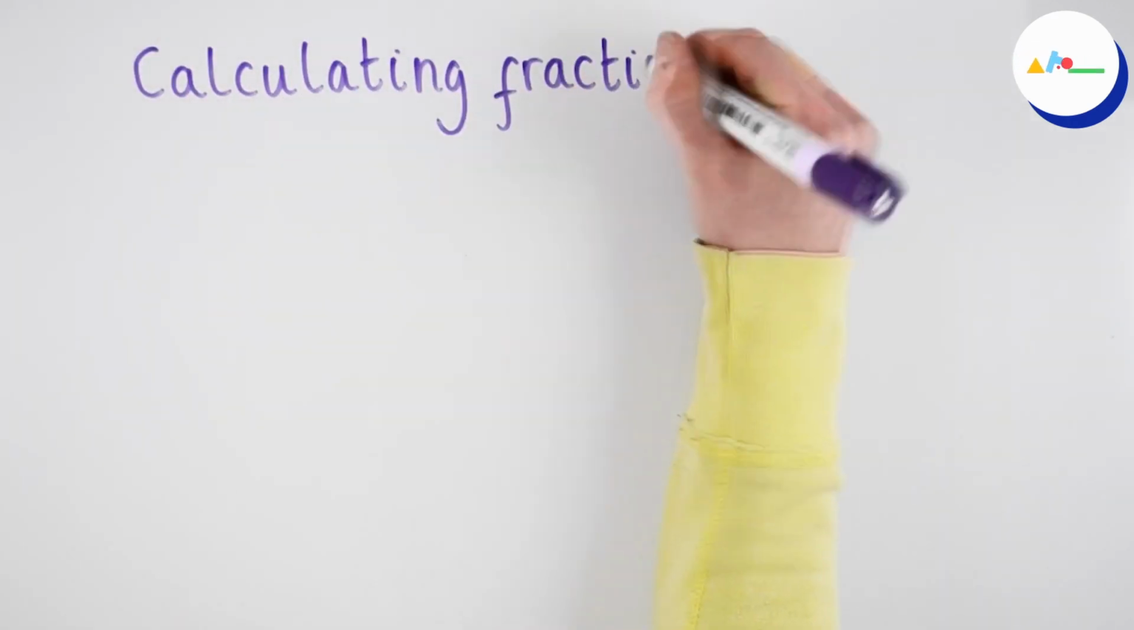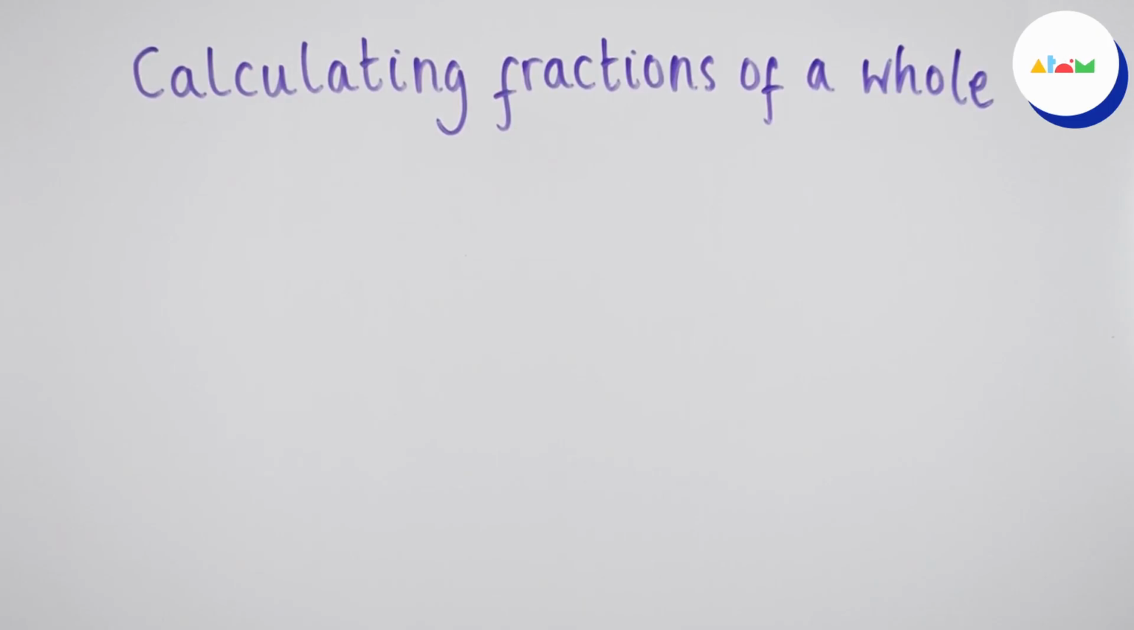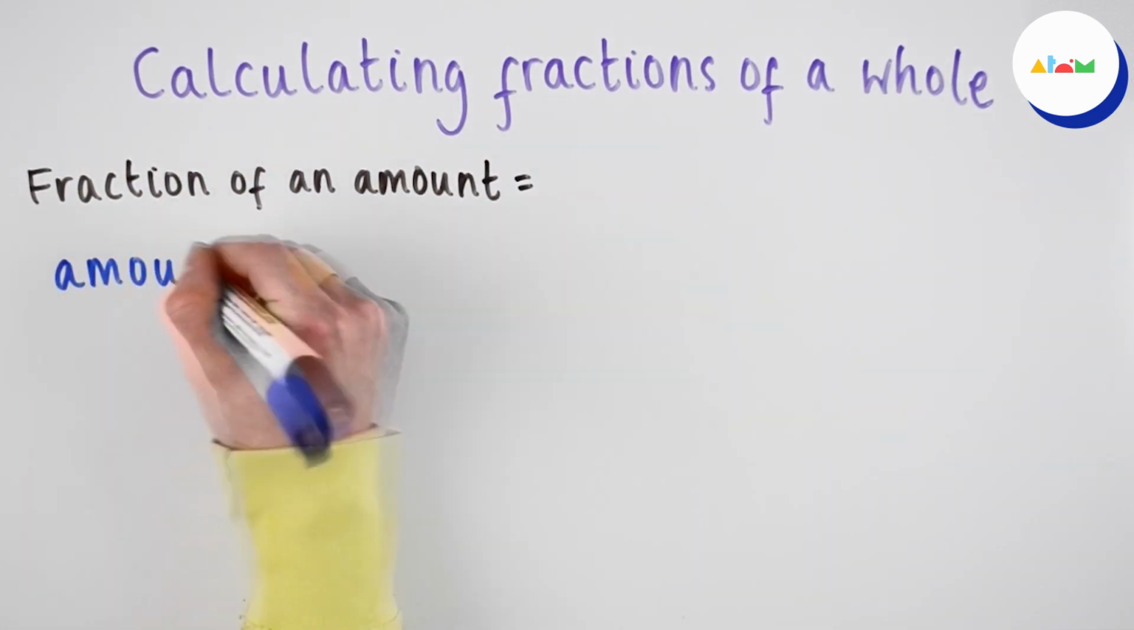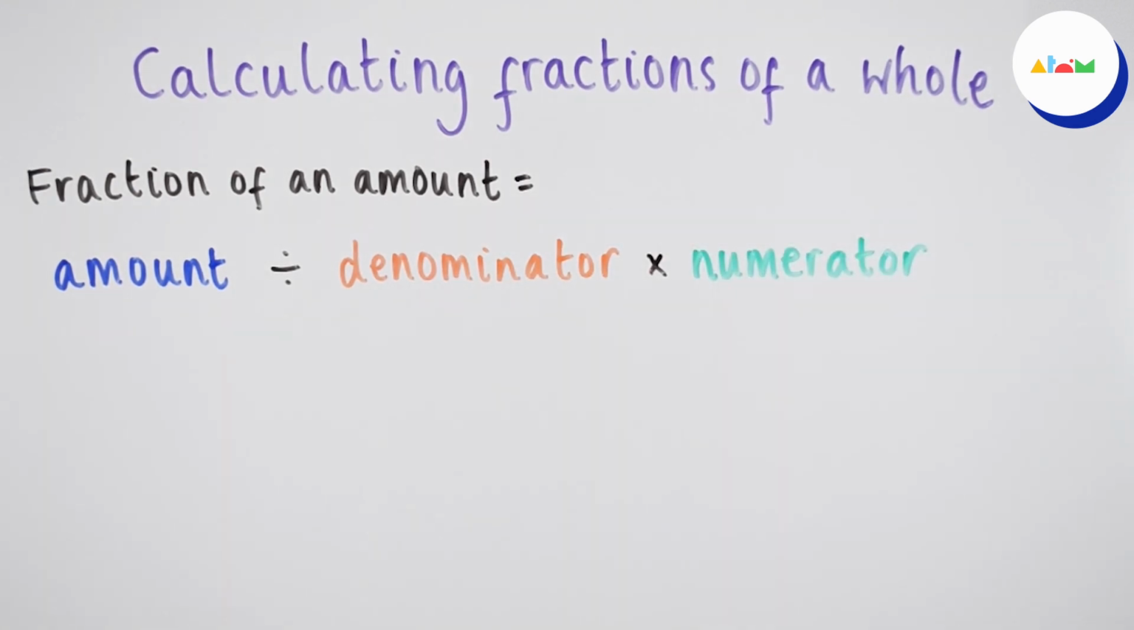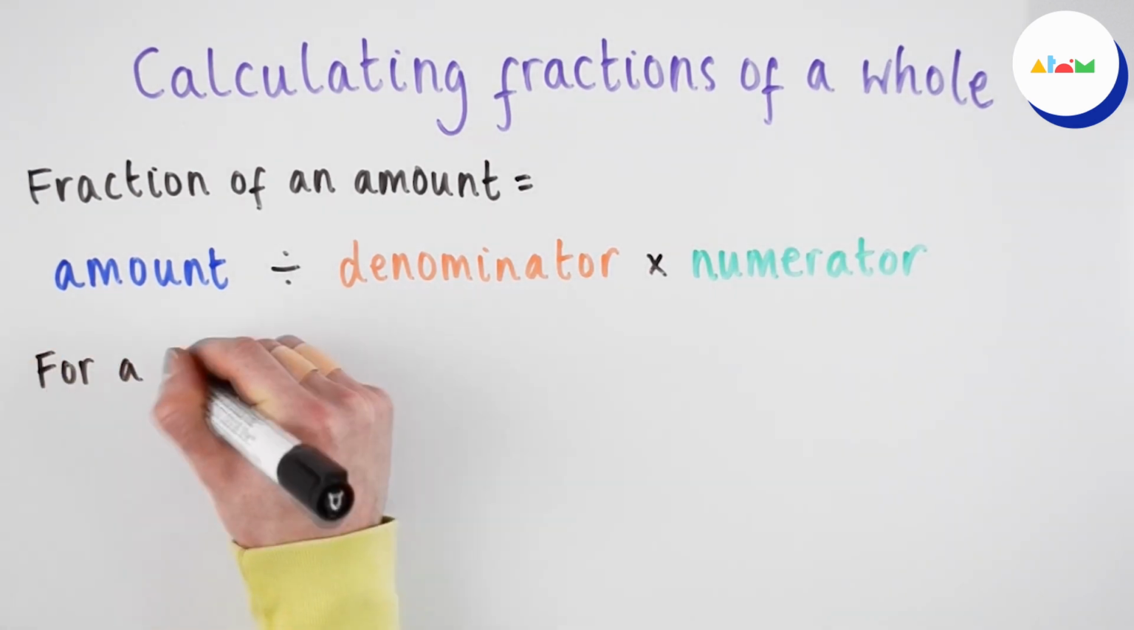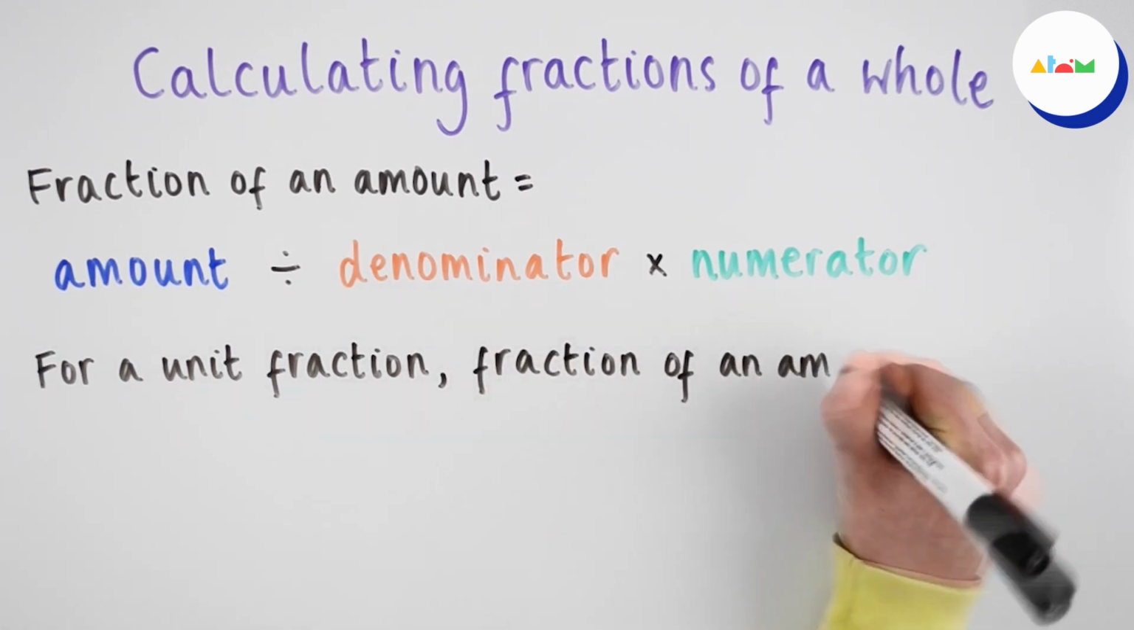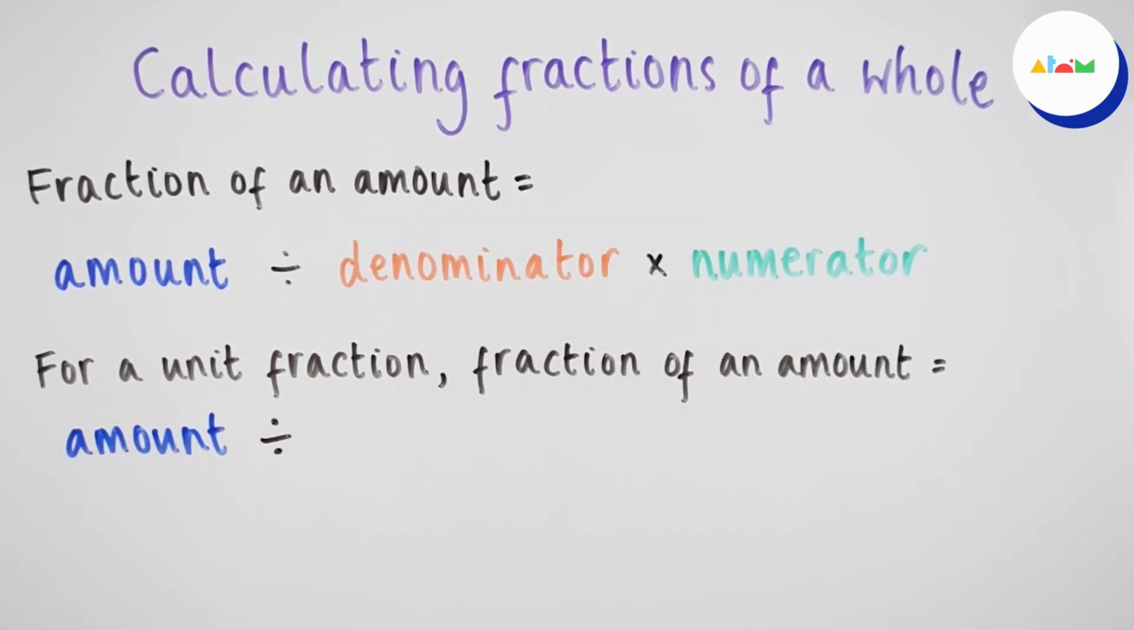In this video, we will show you how to calculate fractions of a whole given the whole. To calculate a fraction of an amount, we divide the amount by the denominator and then multiply by the numerator of the fraction. If the fraction is a unit fraction, like 1/2, this means that we only need to divide by the denominator, because the numerator is always 1.